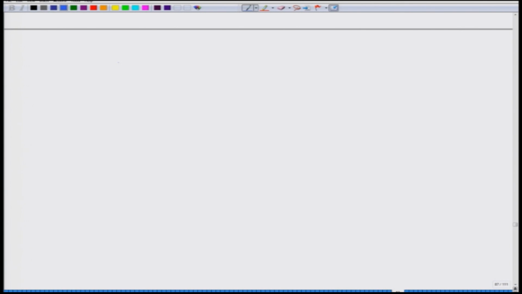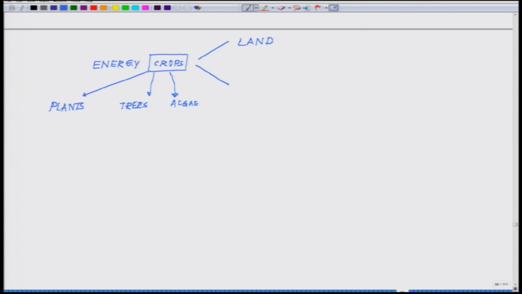So, we have two options. If we talk about any kind of energy crops, they could be either grown on land or in the water. When we talk about crops here, I include everything. So it includes plants, trees, algae and several other things. Okay. So, land or the water, and within the water it could be marine, salt water, which is a huge resource, or fresh water. Okay. These are the two things.